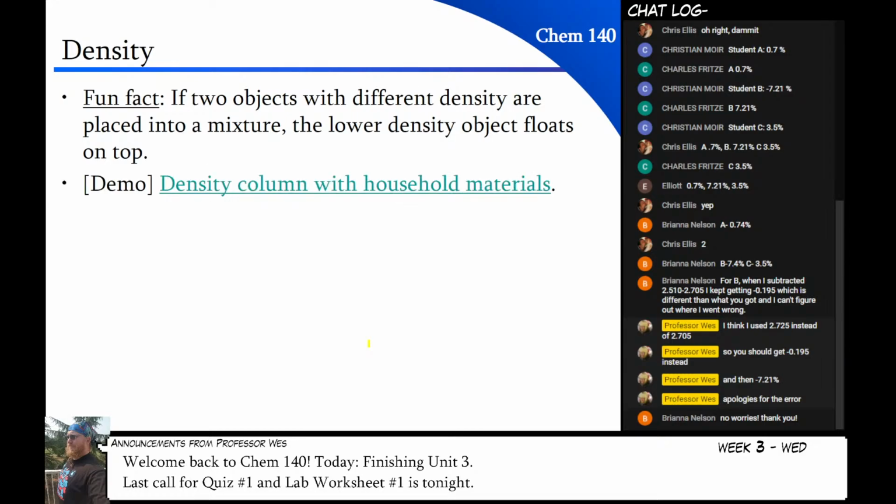Now, first, let's show the visual demonstration of density. If I hit escape, does that work? Yeah, there we go. So if I do this, and this should put this somewhere here.